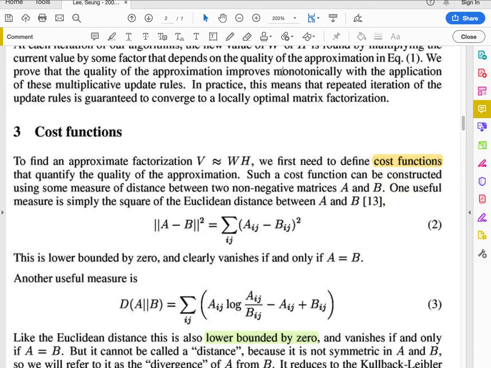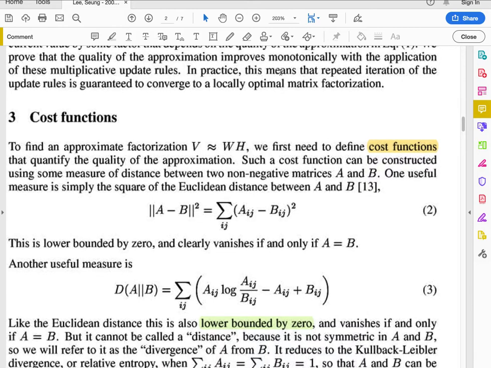So the algorithm is saying they improve monotonically with the application of these rules. So basically, which means you reach the local optimal, just like you do in gradient descent, right? The simplest approach is gradient descent, where you update your current position in a direction which makes the result better, either maximizes the likelihood or minimizes the loss. Now let's come to the stuff.